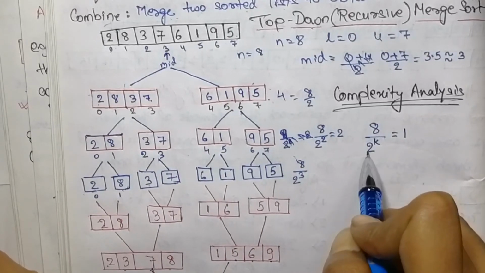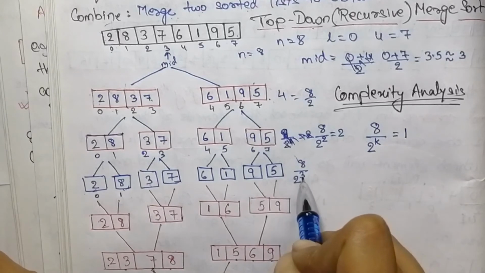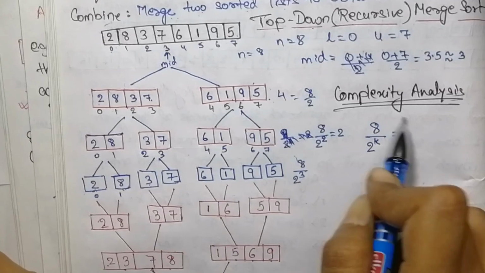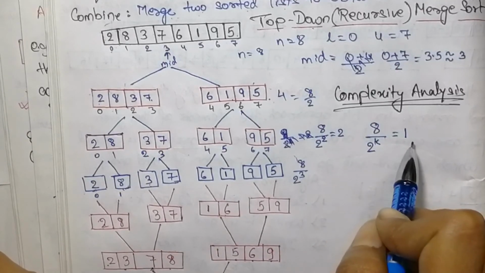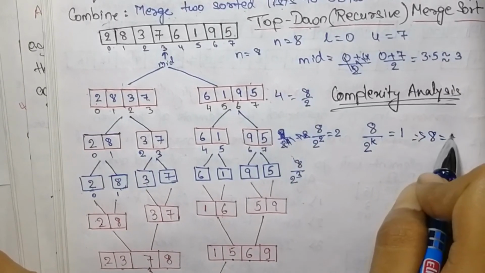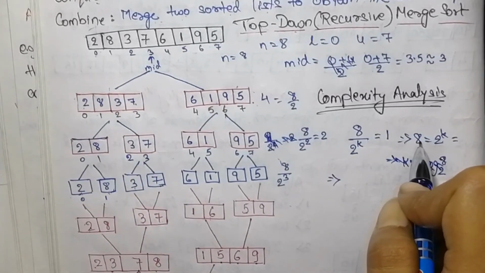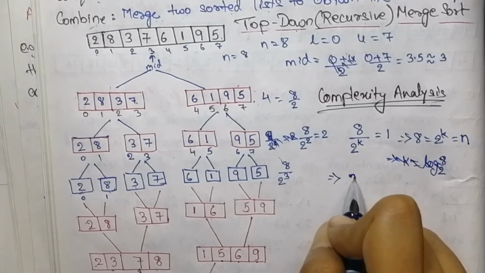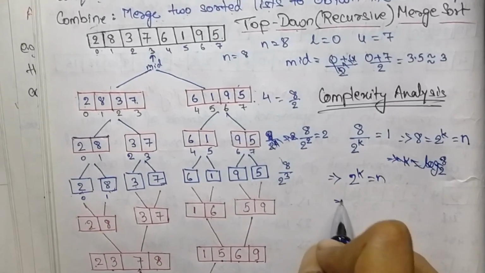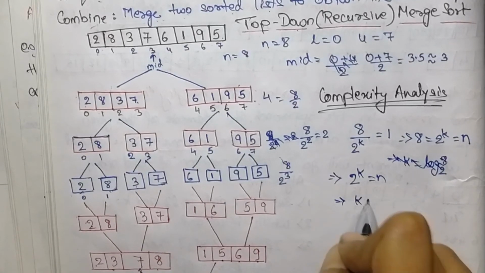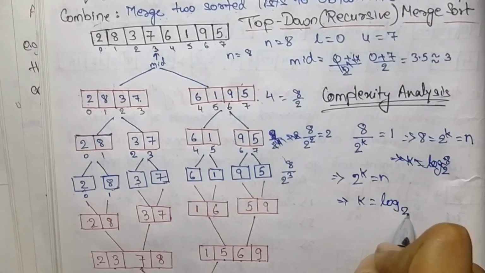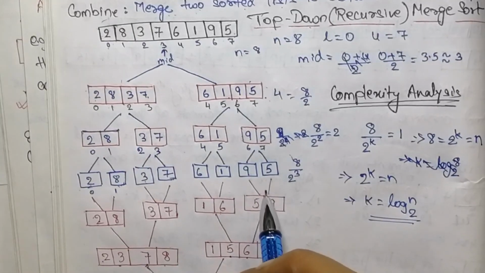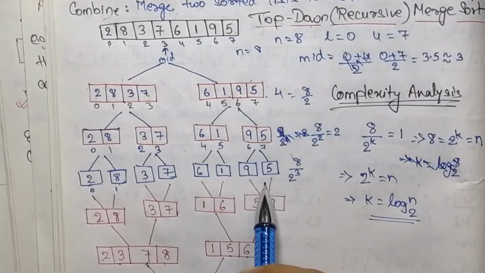So at some pass, 8 by 2 to the power k equals 1. Here k equals 3. See here, each sublist is containing only one element. So we can write in this way, 8 by 2 to the power k equals 1. So 8 equals 2 to the power k. Here what is 8? 8 is the size of the array n. So 2 to the power k equals n. Taking log on both sides, we will get k equals log base 2 of n, right? So this is the complexity till we get each sublist containing one element, right?